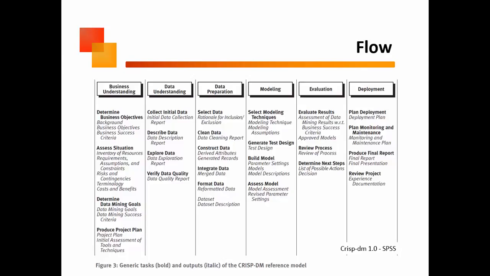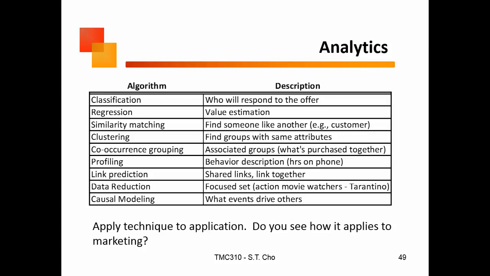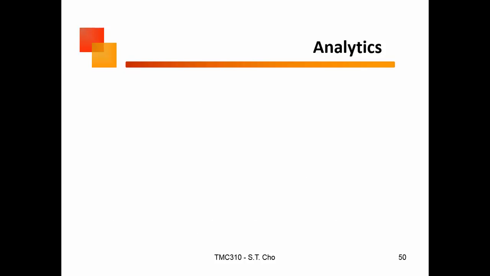What it does is detail out what you have to do. These are different kinds of algorithms that people use. Some things of interest are link prediction: what are people likely to link together and associate? Then similarity matching: how can I find customers in other places because people act the same way? You can see how this would apply to marketing.